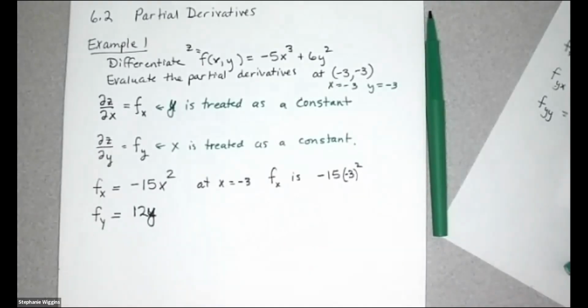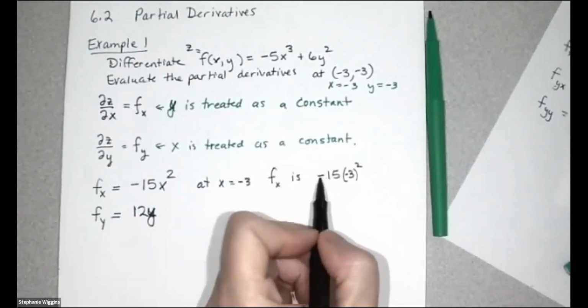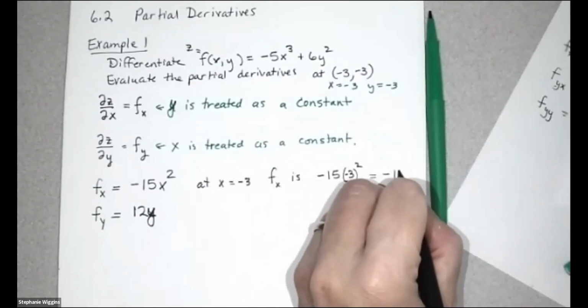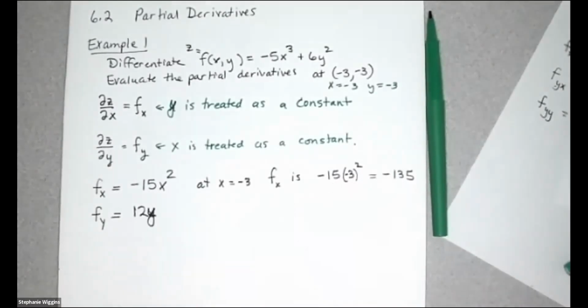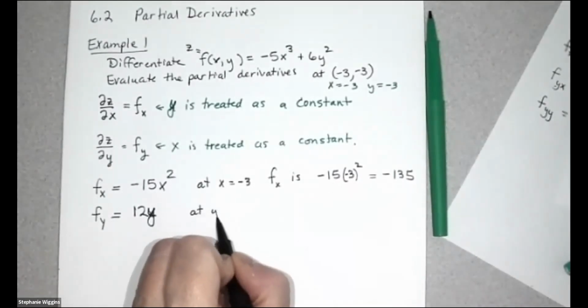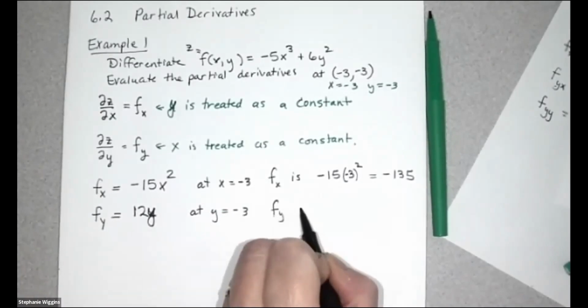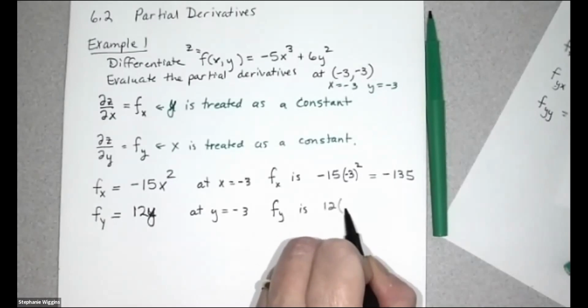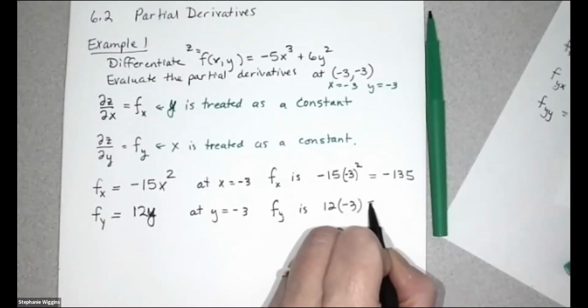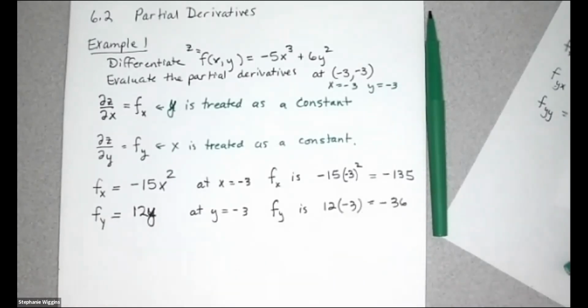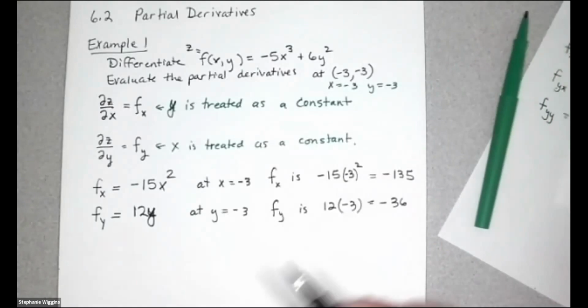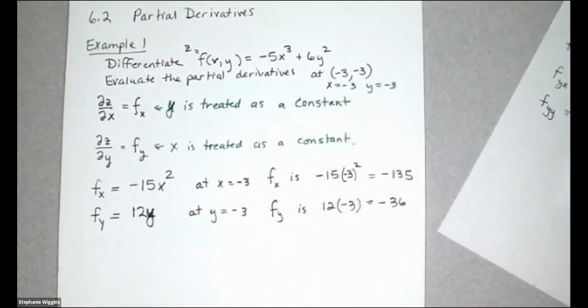Negative 3 squared is 9. And multiplying by negative 15 is going to give me negative 135. And then at y equals negative 3, fy is 12 times negative 3, which is negative 36. Okay. Any questions on that? All righty.